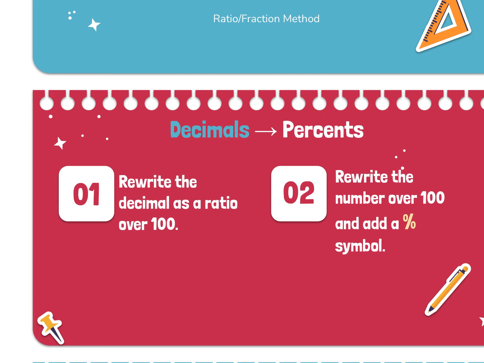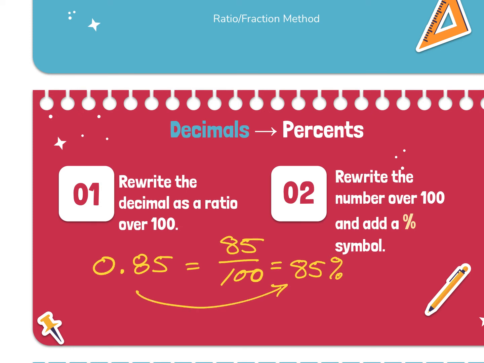So let's start with the decimal, 0.85 or 85 hundredths. We write that as a ratio over 100. And then we simply take that numerator and place a percent after it. 85 hundredths is the same thing as 85%.